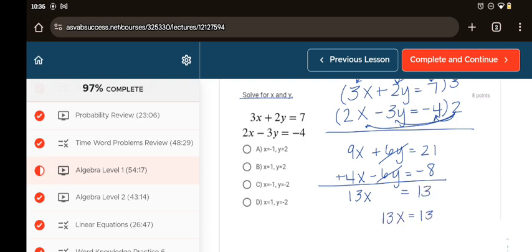So I'm going to rewrite this so it looks nicer. 13x equals 13. The 13 is multiplied to the x, so I'm going to divide. I do it to both sides. 13 divided by 13 is 1. So x equals positive 1.